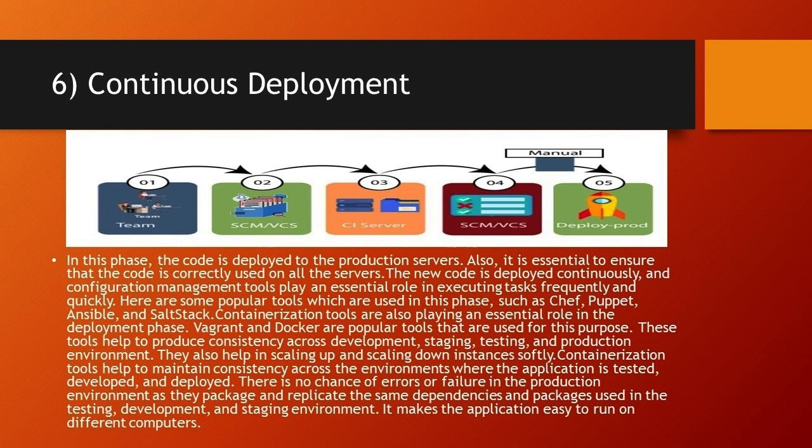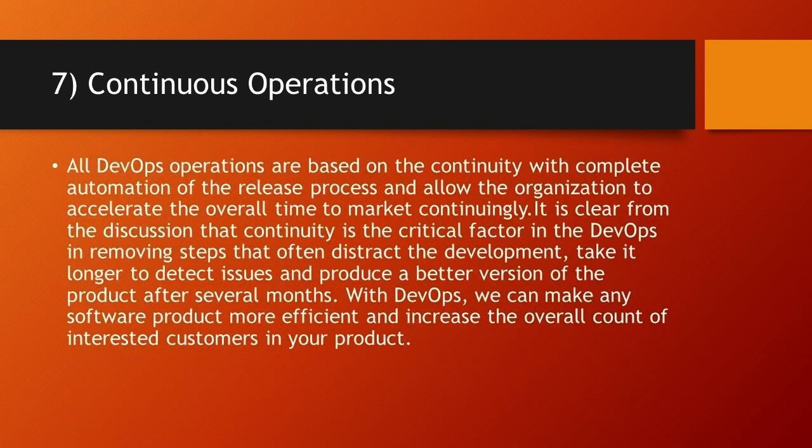7. Continuous operations. All DevOps operations are based on continuity with complete automation of the release process, and this allows the organization to accelerate the overall time to market continually. It is clear from the discussion that continuity is the critical factor in DevOps in removing steps that often distract the development, take longer to detect issues, and produce a better version of the product after several months.